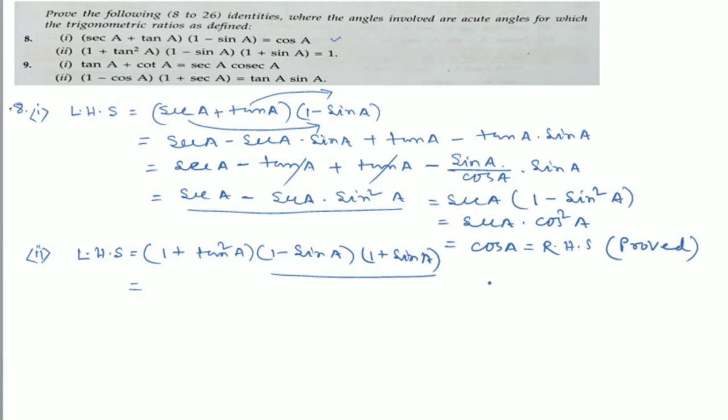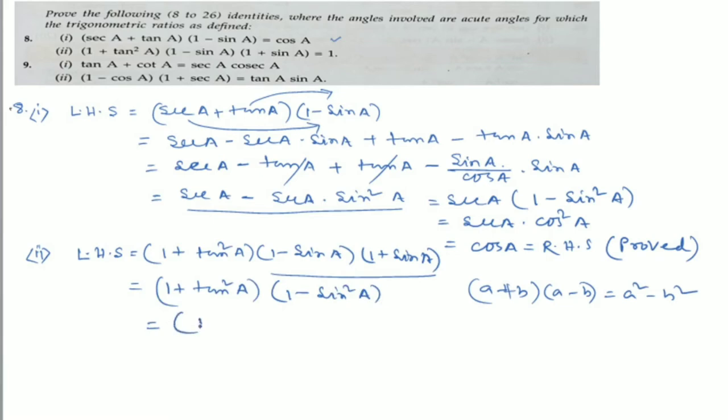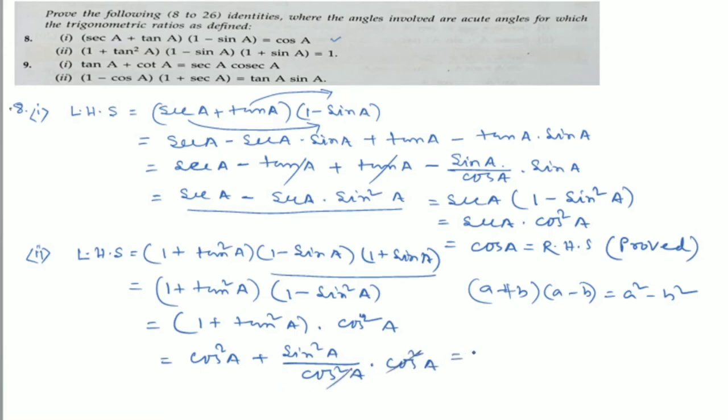Here you can see, we know the formula (a plus b) into (a minus b) will be a square minus b square. So we use this identity here. So it will be (1 plus tan square A) into (1 minus sin square A), and 1 minus sin square A means cos square A. So we can write it as (cos square A plus tan square, means sin square A divided by cos square A) into cos square A. Here cos square A will be crossed out. So here we get cos square A plus sin square A, and it is 1. So therefore it will be right hand side, and it is proved.